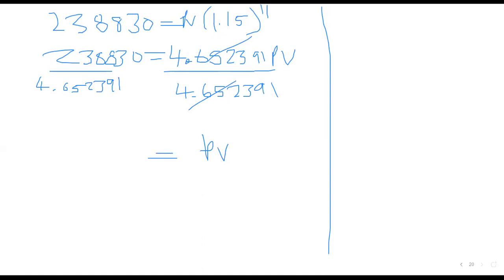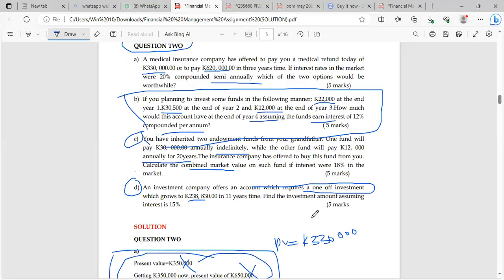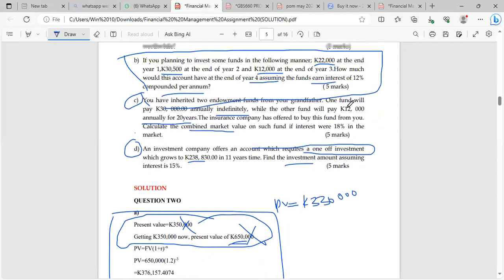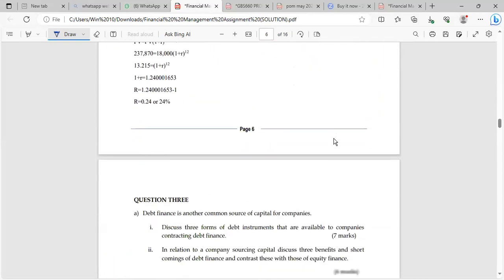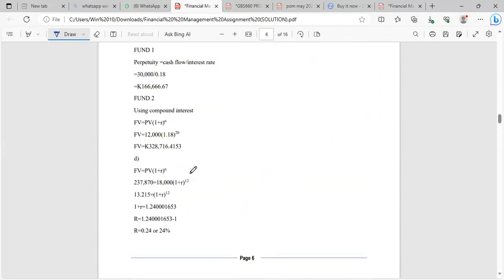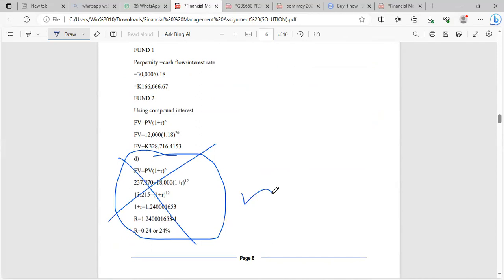Because the question was saying what? Calculate, find the amount of the one-off investment which will grow to this amount. So find the one-off investment. So this question D, you can check here. The question D was not correct. Here, this was the wrong one, because here we are not asking for the rate. No, we're finding for PV.